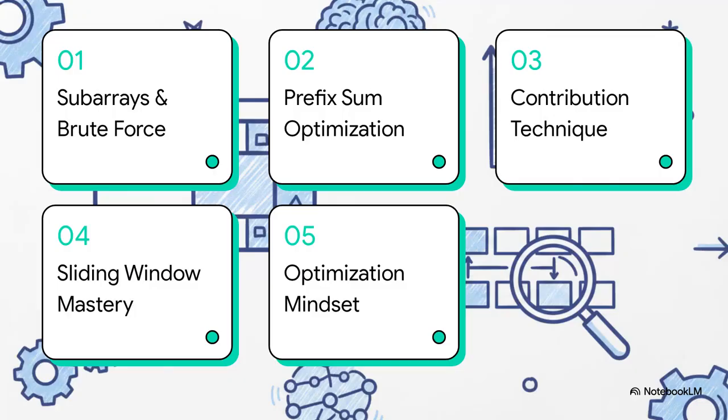Here is how we're going to break this down. First, subarrays and brute force. Second, prefix sums optimization. Third, the contribution technique. Fourth, sliding window mastery. And finally, number 5, the optimization mindset. Let's get right into it.